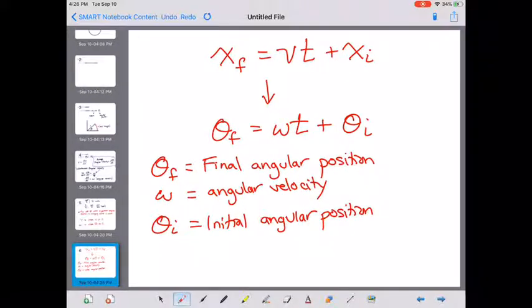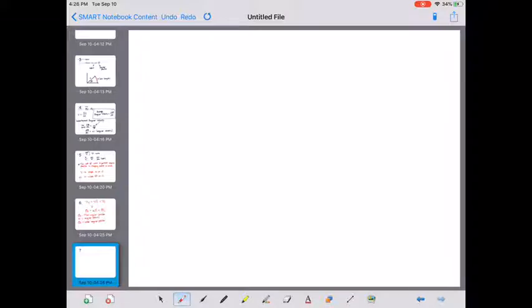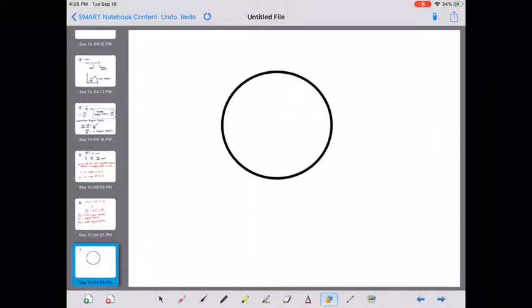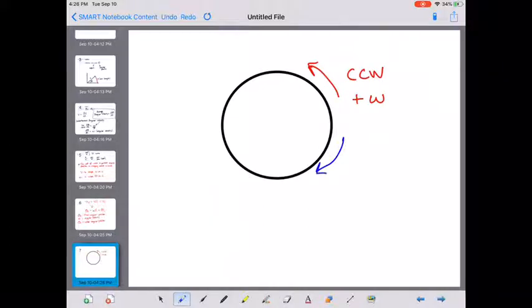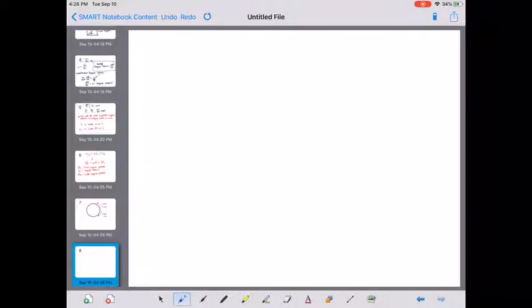All right. Now, just as a reminder, I talked about this briefly in class today. When you have your circle here, if that circle is rotating counterclockwise, so in that direction, we're going to have a positive angular velocity. Whereas clockwise rotation, or in this direction, is going to have a negative angular velocity. So let's look at this on a graph. All right, let's check out a graphical representation.